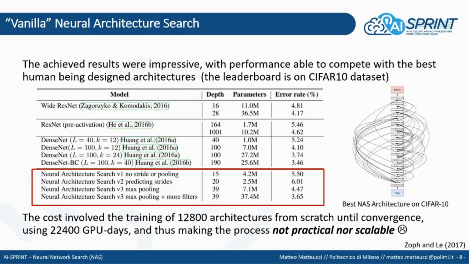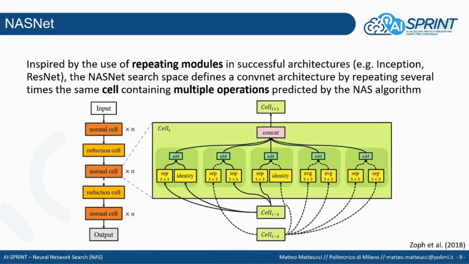Within the framework of AI-SPRINT, we would like to speed up the design of neural network architecture by taking into account also the cost of doing that. But this was the original idea. This was an algorithm proposed in 2017. In the following year, different ideas were introduced to speed up the process and to reduce the cost of training.